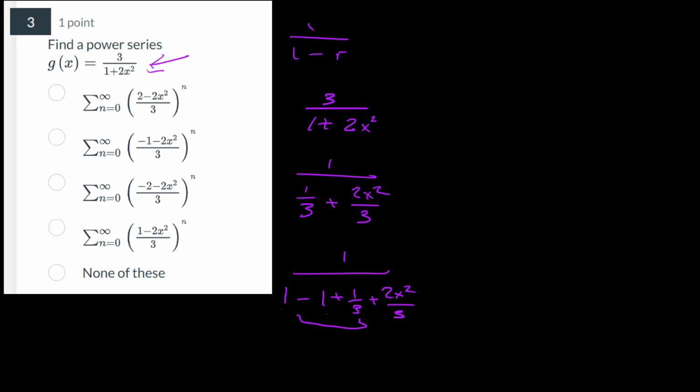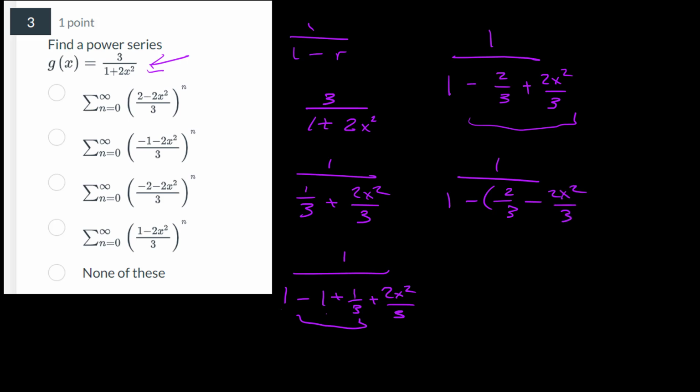But these two things we're going to combine. So negative 1 plus 1/3 we can write as negative 3 over 3 plus 1/3, so that's going to be negative 2/3 plus 2x squared over 3. That's going to be our ratio, but we need to pull out the negative sign. So we pull out a negative, and we get 2/3 minus 2x squared over 3. So this is going to be our r, our ratio.